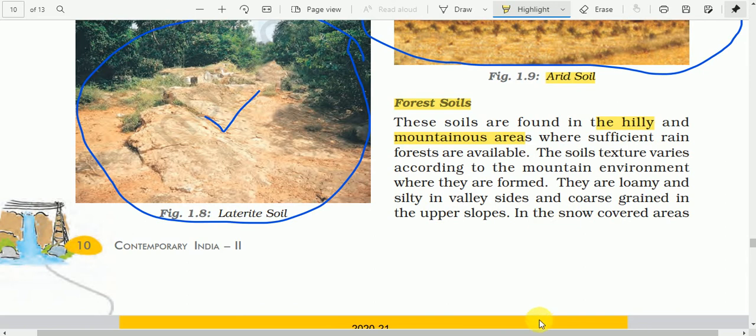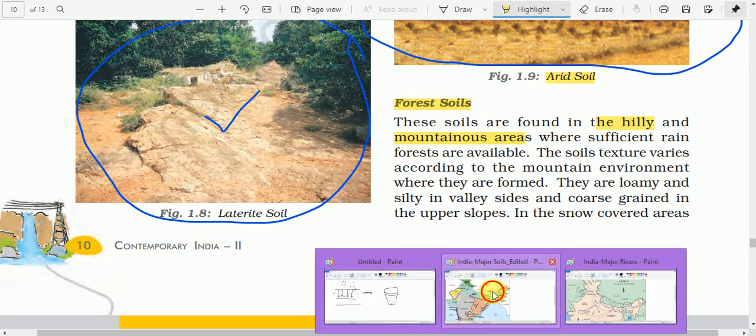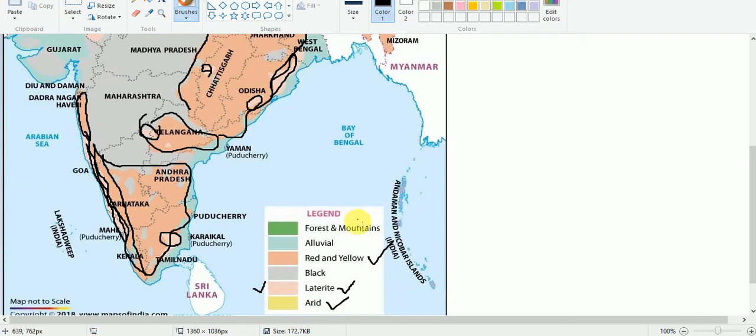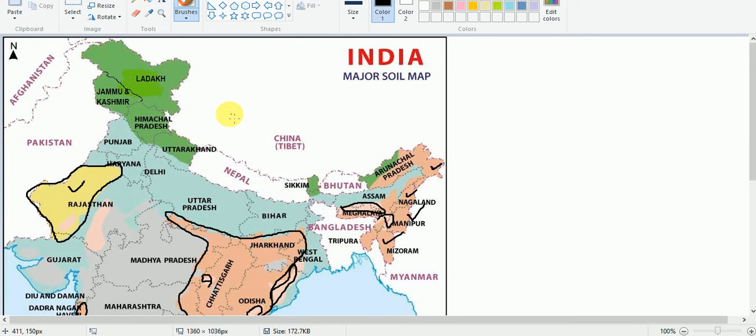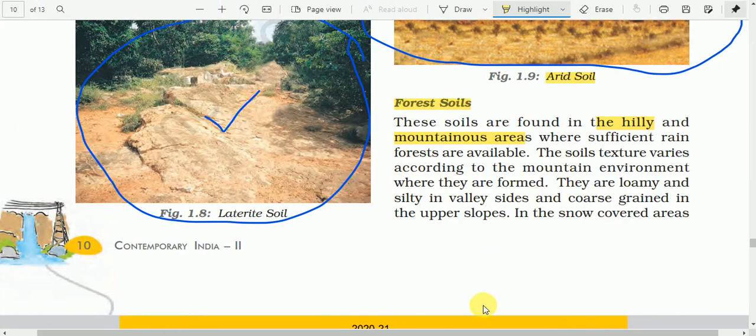So before we proceed, again, let us find the location of these forest and mountain soils. See the green color, light green color indicates forest and mountain soil, and I think here it is. This Ladakh, Himachal Pradesh, Uttarakhand, and Jammu and Kashmir. Then here we have the state of Sikkim, and here we have some portion of Arunachal Pradesh. So in these areas we find forests and these mountain soils.